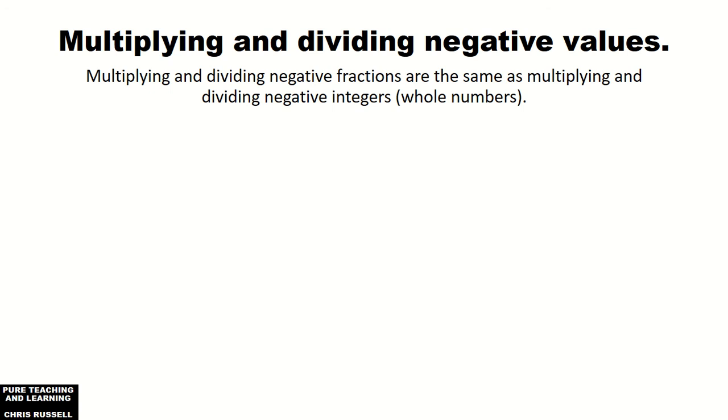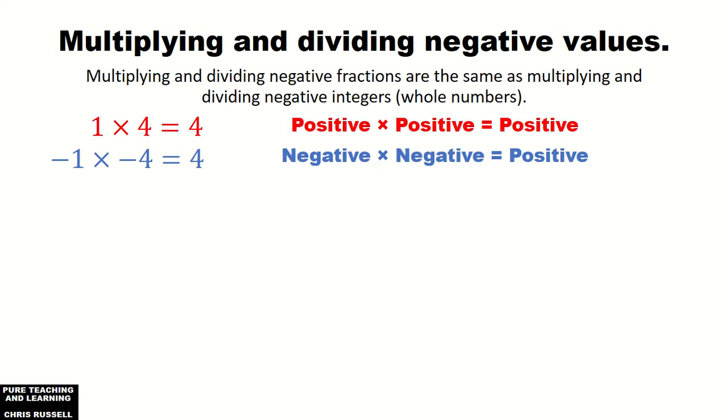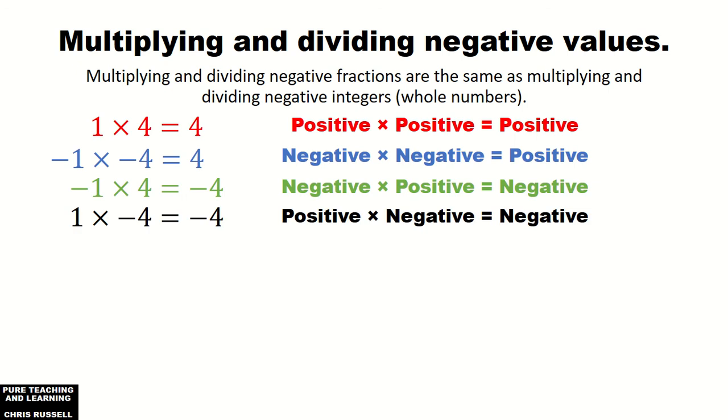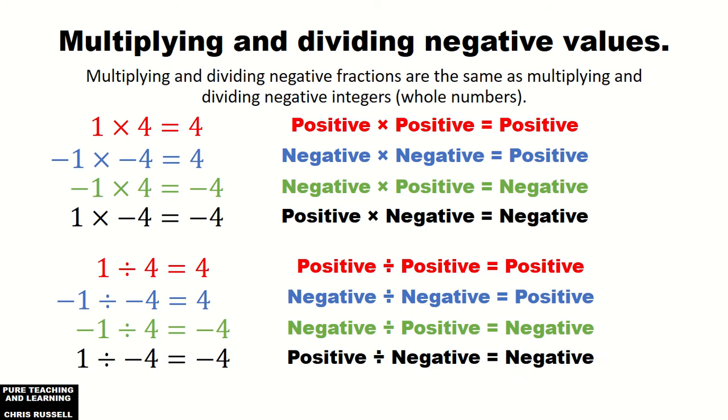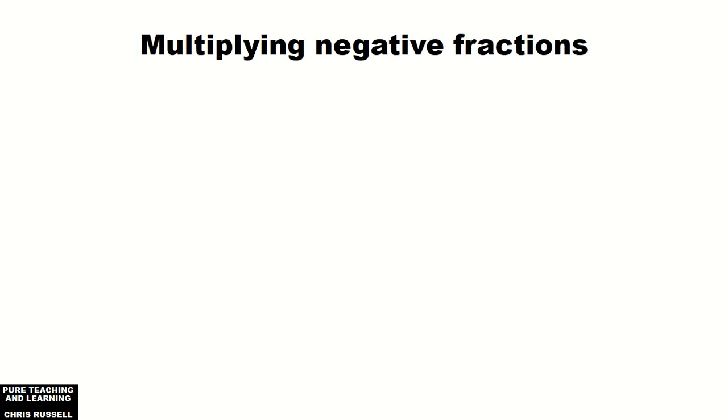Multiplying and dividing negative values. Multiplying and dividing negative fractions are the same as multiplying and dividing negative integers or whole numbers. So 1 multiplied by 4 equals 4. A positive multiplied by a positive equals a positive. Negative multiplied by negative equals a positive. Negative multiplied by a positive equals a negative. Positive multiplied by negative equals a negative. That's for multiplication. Let's have a look at what happens with division. What do you notice there?